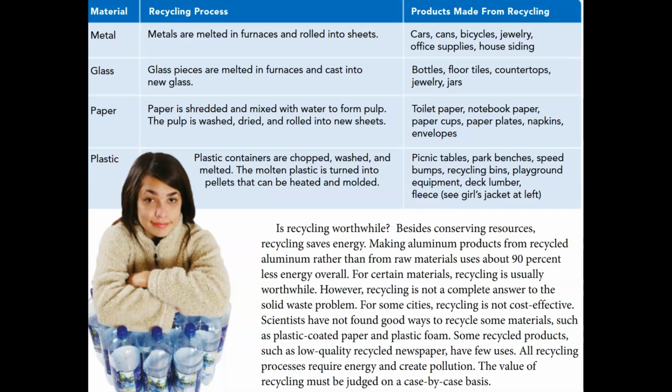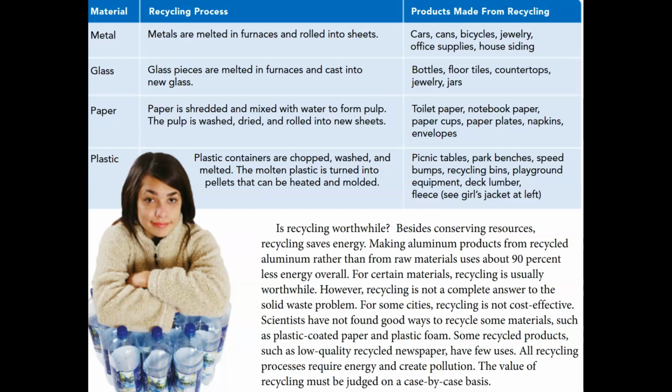Glass pieces are melted in furnaces also, but then cast into brand new glass. So bottles, floor tiles, countertops, jewelry, and jars can be made from that. Paper gets shredded and mixed with water to form pulp. The pulp is then washed, dried, and rolled into new sheets. After that, you can create things like toilet paper, notebook paper, paper cups, paper plates, napkins, and envelopes.